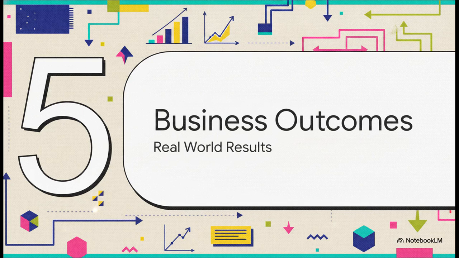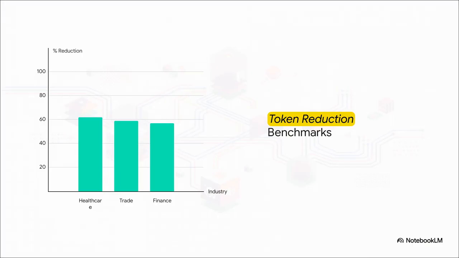Section 5. Real-world business outcomes. Okay, it's one thing to talk about elegant vector math, but let's look at the hard numbers. In highly regulated production environments, these reductions literally gut massive chunks out of monthly cloud API bills. We're seeing a 62% reduction in healthcare clinical multi-agent chains, a 59% reduction in trade market logistics graphs, and a 57% drop in finance risk and compliance pipelines.